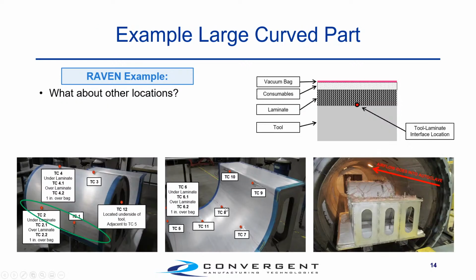Now we can look at another position on the part at TC 1 and 2. These are located on the back side of the part here. This is a bit shielded from the airflow, and so we might actually see a different effective HTC there. These positions similarly have a thermocouple located right between the part and the tool. And so we're going to swap back into Raven and see how we would calibrate for this position.